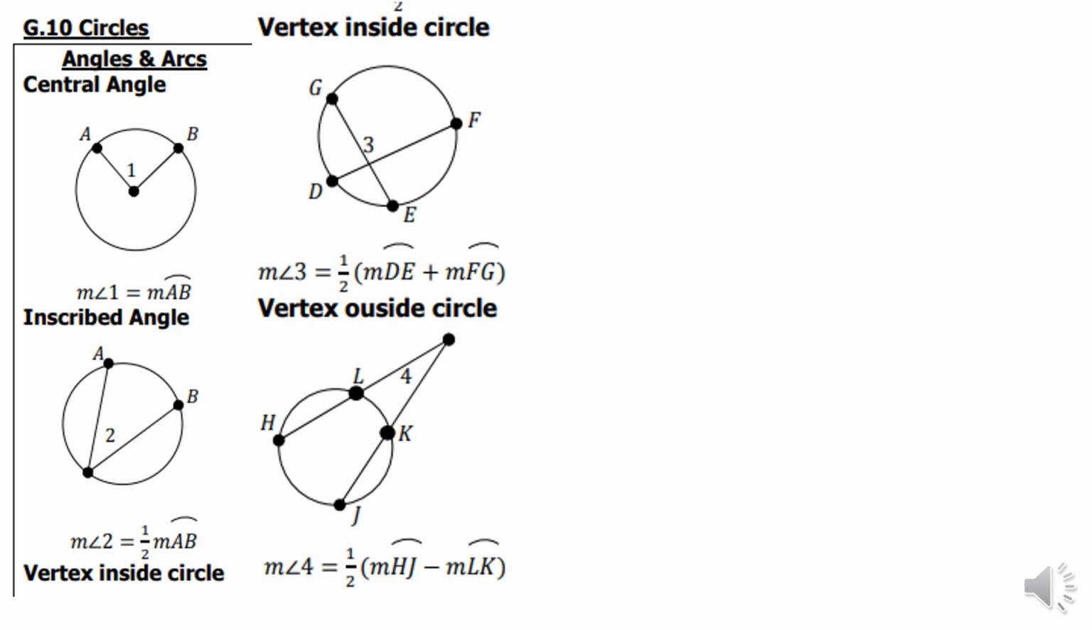You have the angle where the two chords intersect inside the circle. I call that the Super Smash Brothers formula. And you just add the two arcs and then divide by 2. And then the last formula is where the vertex is outside of the circle. I call that the slingshot. You subtract your two arcs and divide by 2.